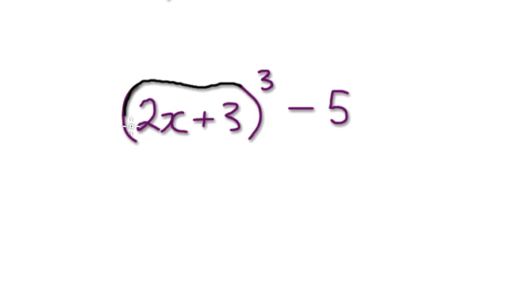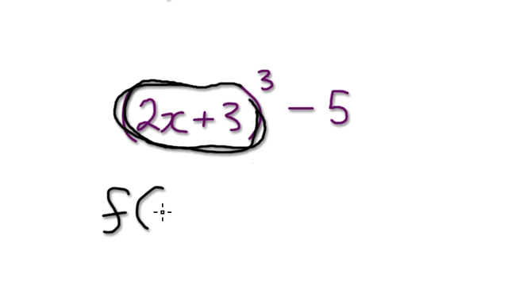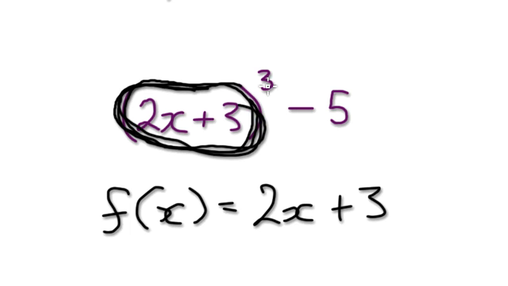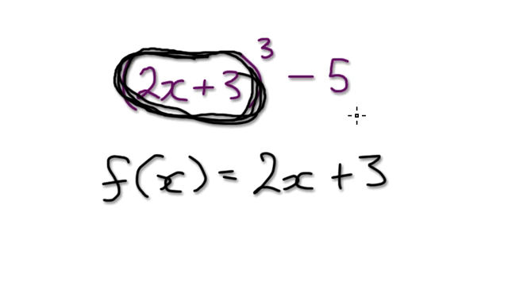So here you can visualize it like this. Let's say you've got a function here, f of x equals 2x plus 3. So this is a function. The bubble itself is a function. Now zooming out, here you've got a bubble to the power of 3, and then take away 5. You see, that itself is a function.